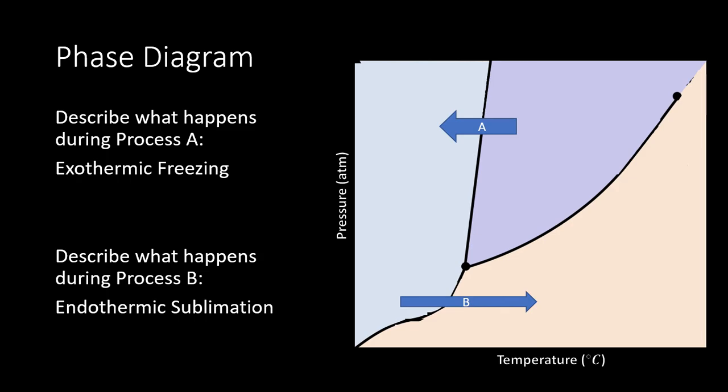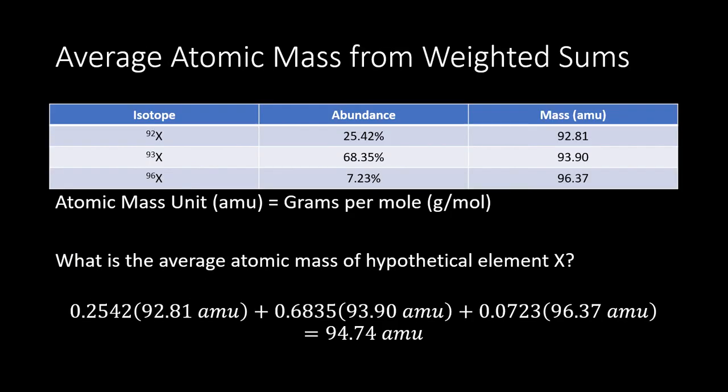Now, in process B, where we are going from the solid region to the gas region of our PT diagram, that is sublimation. And because to go from solid to gas, heat energy needs to be absorbed into the system in order to make that transition, that would be an endothermic sublimation process.